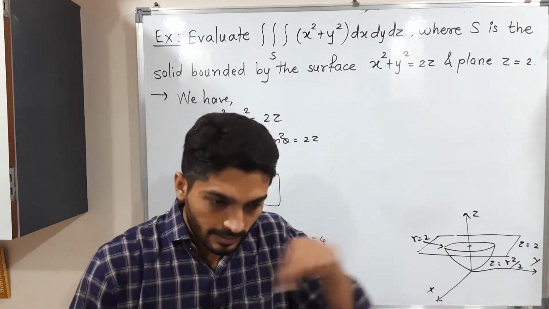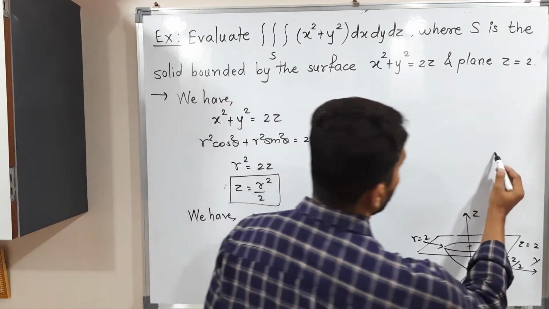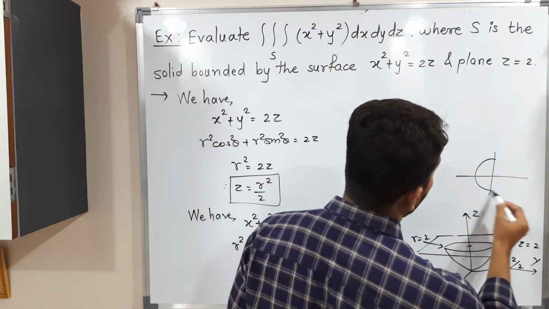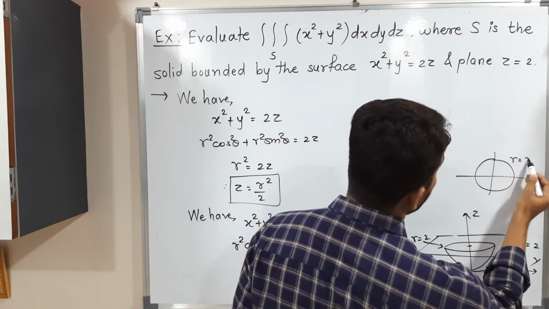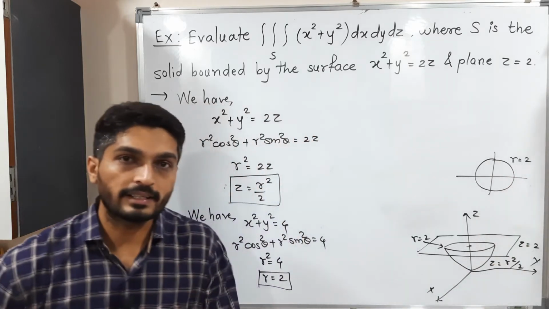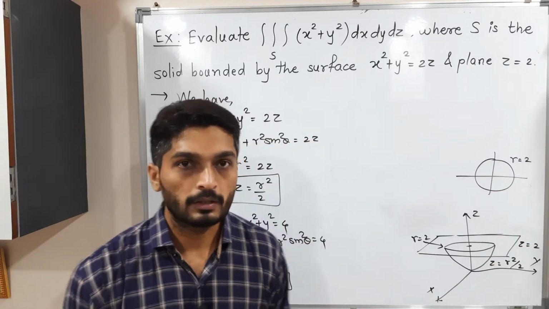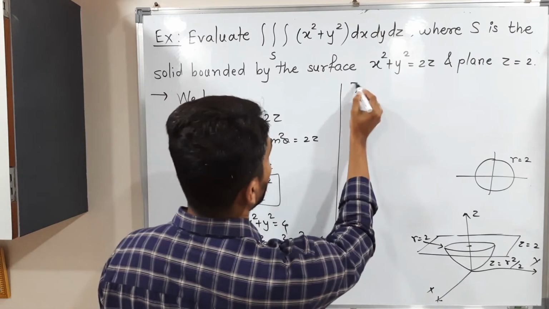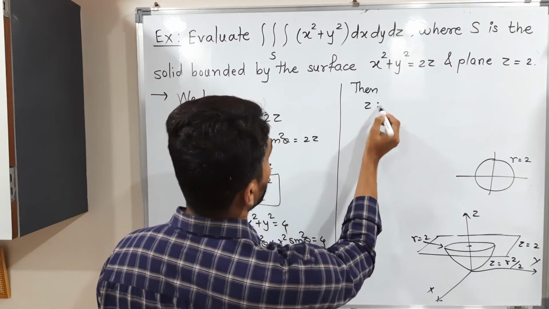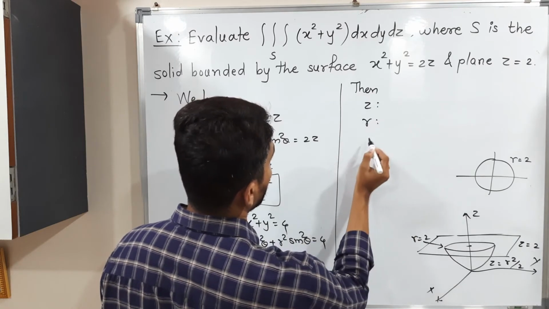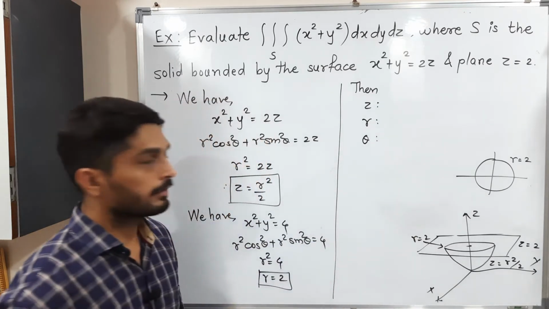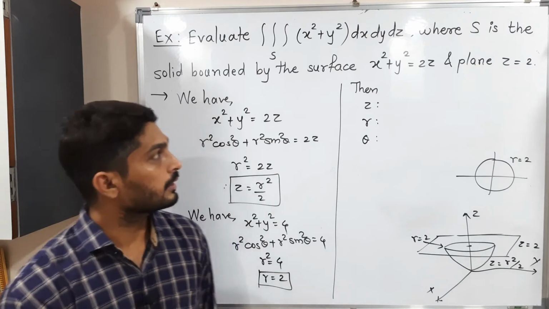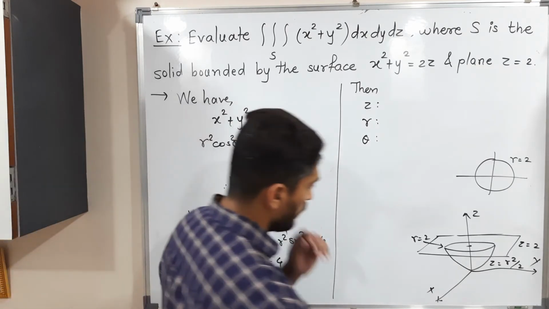Actually we are getting a circle like this, but if you draw it in 2 dimensions, the circle will be like this, whose equation is r is equal to 2. That means simply the radius is equal to 2. So let us find the limits now. First we find the limits of z, then r, and at the end we will find theta. So the limit of z.